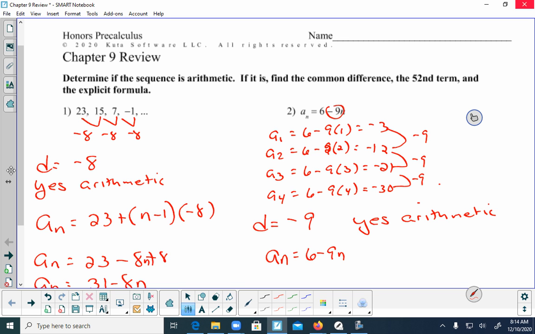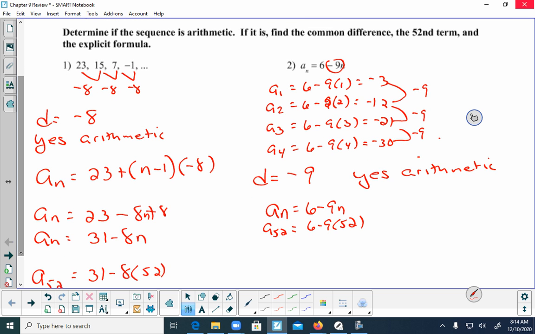And then to find the 52nd term, I'm going to substitute 52 in for that n, and I'm going to have -6 minus 9 times 52. And when I do that, my 52nd term ends up being -462.